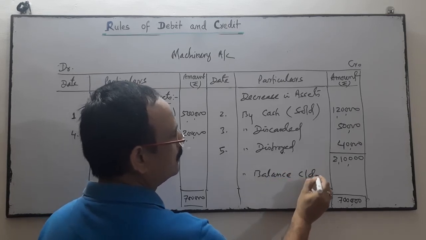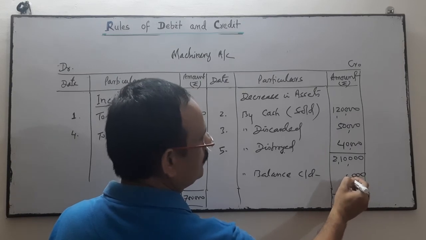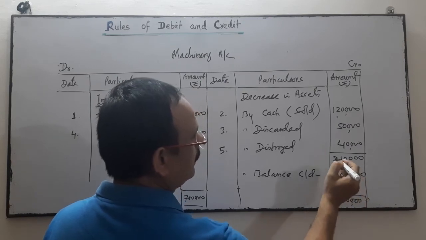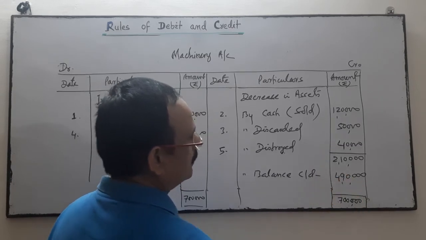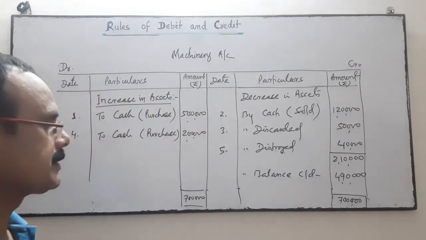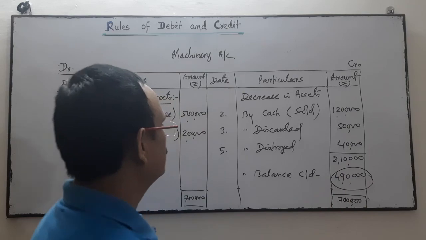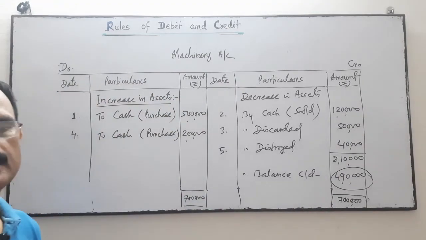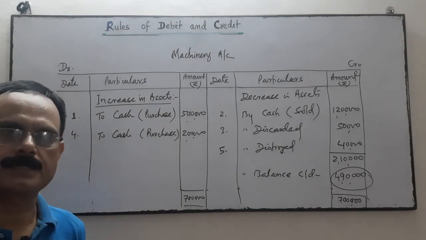4 lakhs 90,000 is your balance of machinery. Balance of machinery at the end of the 5 transactions related to machinery. Okay.